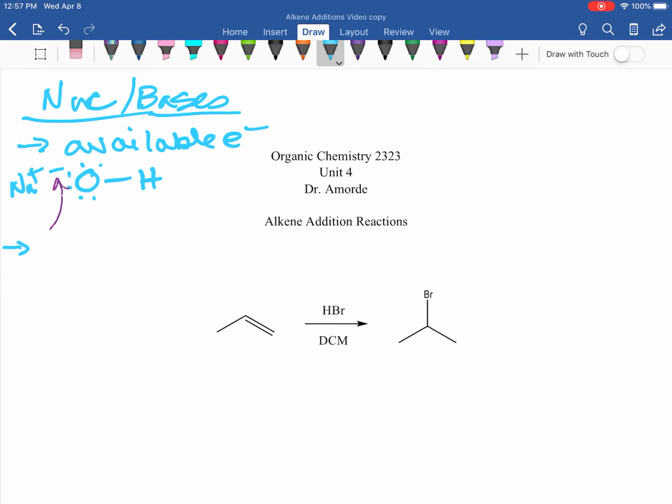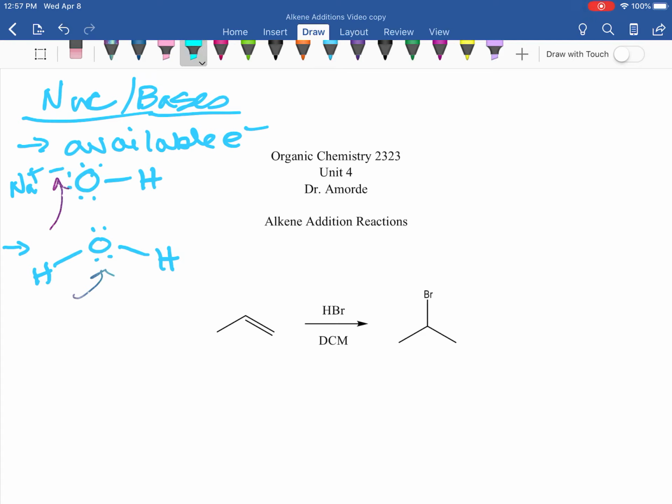Then we worked our way into just a little bit wimpier, let's say something like water. Well, we've got available electrons, not quite as available as that nice negative out there that just screams nucleophile or base. Our water with that lone pair of available electrons, we saw those in our SN1s and our E1s. And now we're going to expand this definition a little bit more.